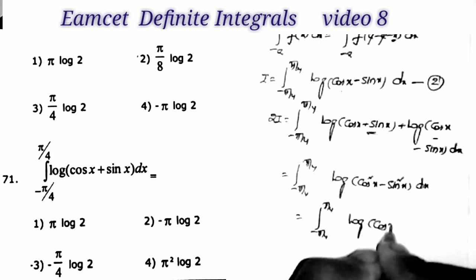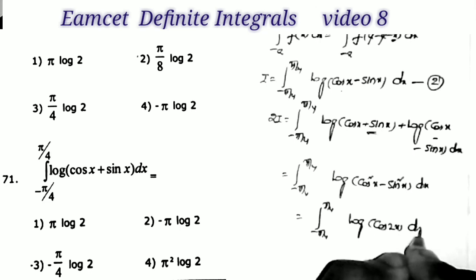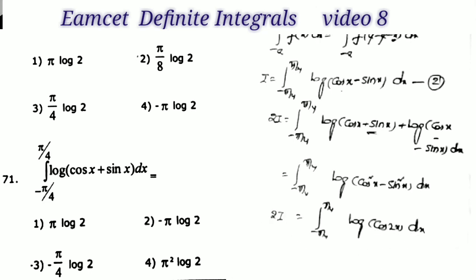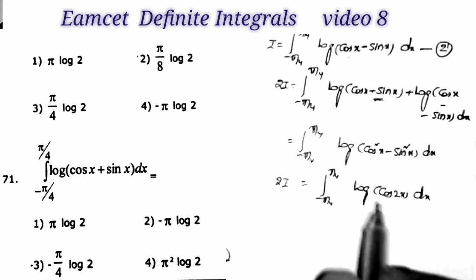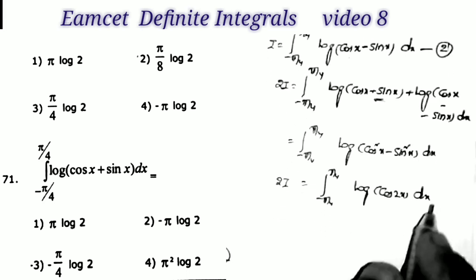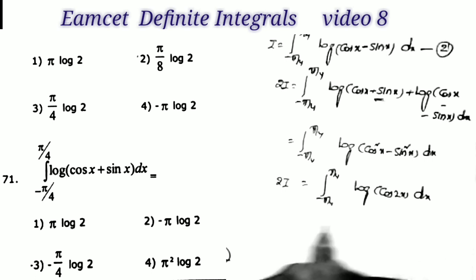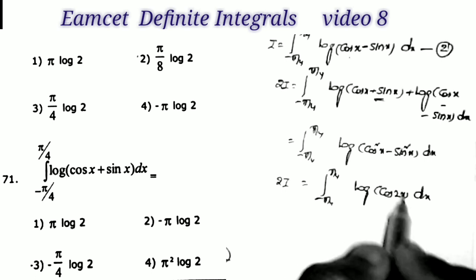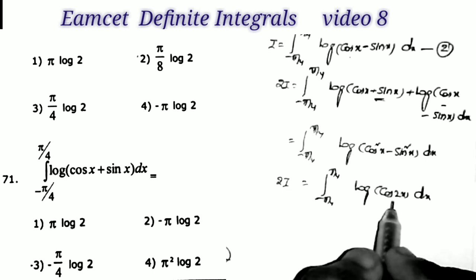So the question becomes 2I is equal to integral minus pi by 4 to pi by 4 log of cos 2x into dx. Now in the next step, since this is an even function, cos of 2 into minus x is equal to cos 2x. Cos of minus theta is equal to cos theta.